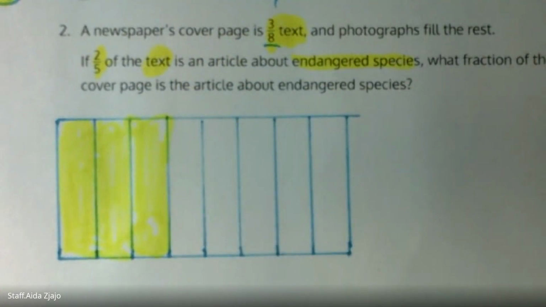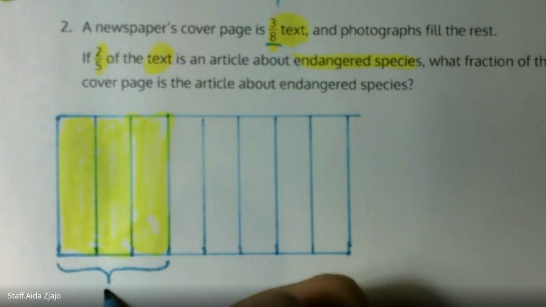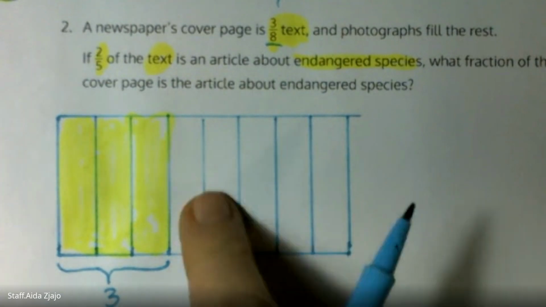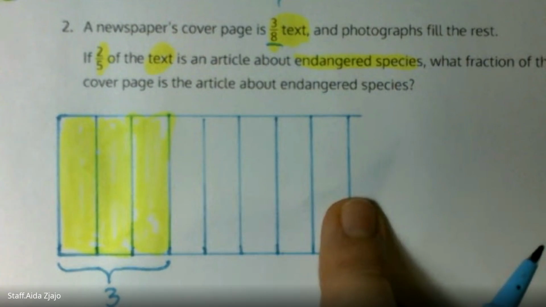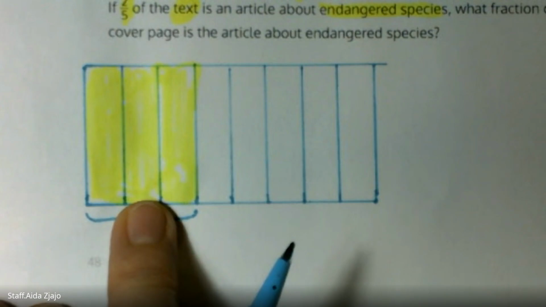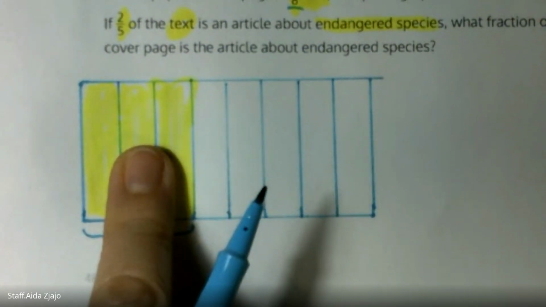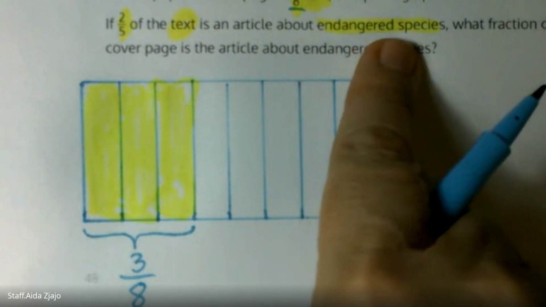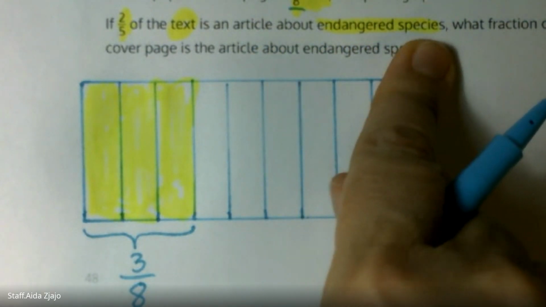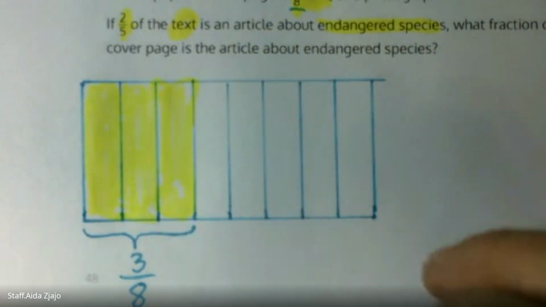So that's 3/8, and the rest are pictures. So these 5/8 are pictures, and 3/8 are the text. But then they say 2/5 of this text is about endangered species. So now we horizontally need to show the fifths.